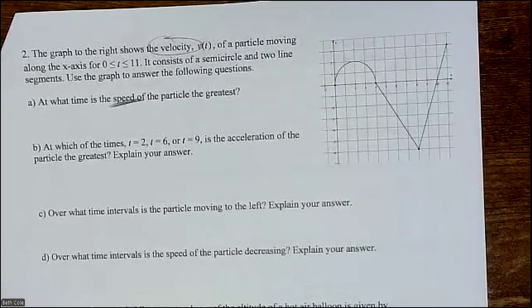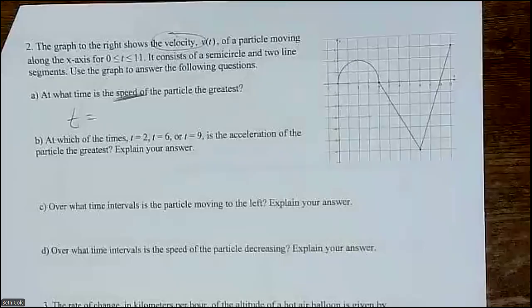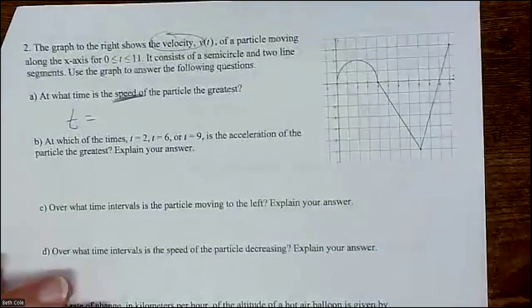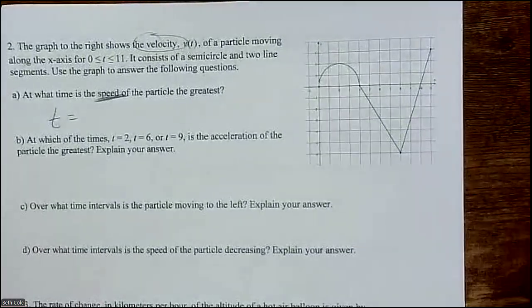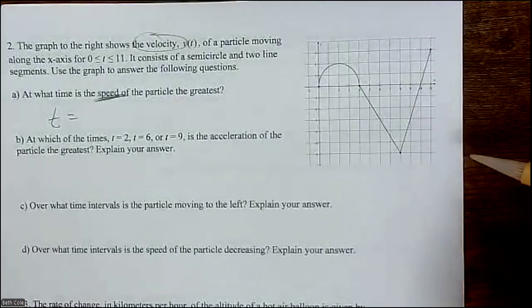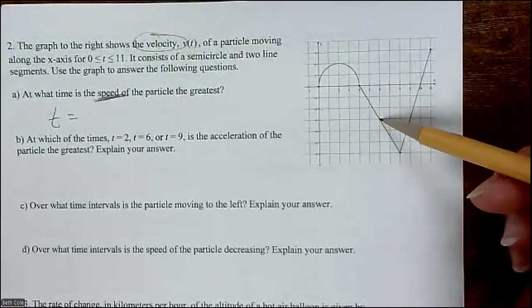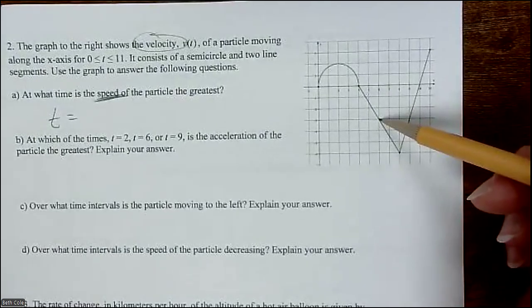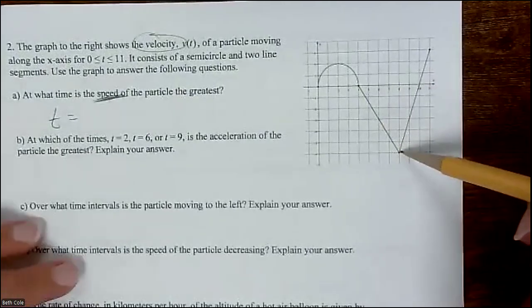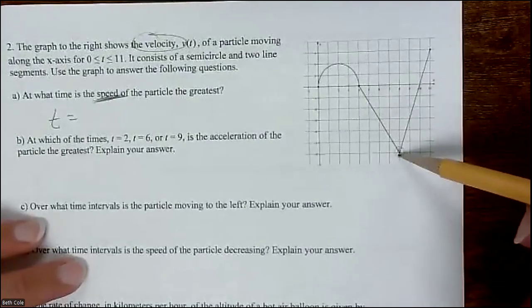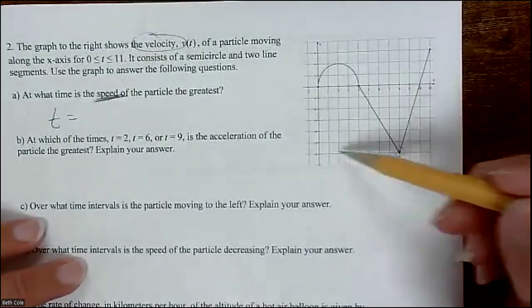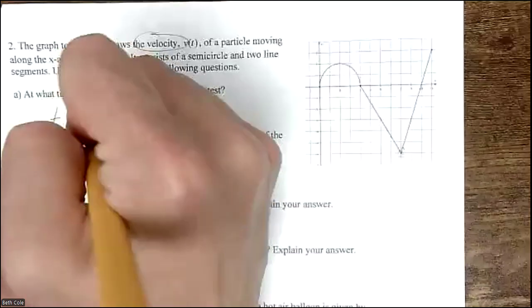When is the speed the greatest? That time when? I'm looking for just one number. 6 would be right here. That's not the greatest. Why is it 8? The absolute value of -6 would be +6. That would be the highest one.